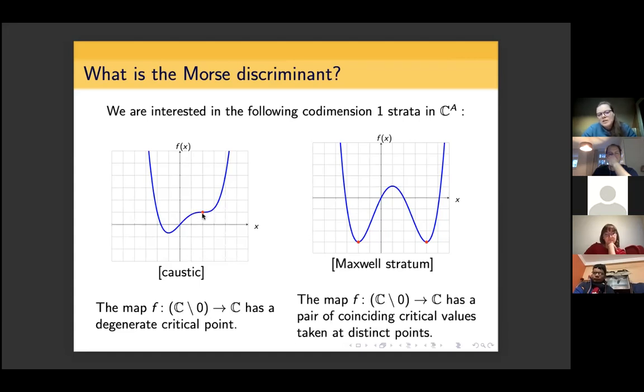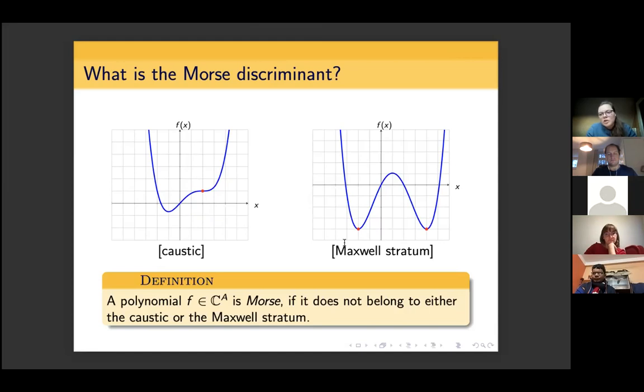So basically in this picture, as you can see, all we need from such a polynomial is that its first derivative and its second derivative vanish. Maxwell stratum contains polynomials that have a pair of coinciding critical values taken at distinct points, just like drawn here. A polynomial is called Morse if none of this happens, and otherwise I call it non-Morse. Maybe it's not the best choice of definitions, but well, that's the one.